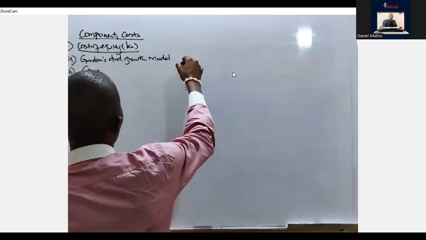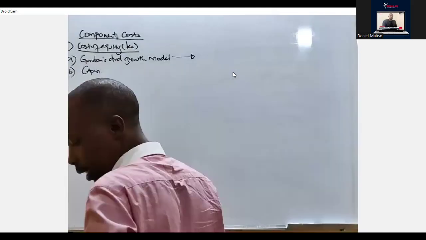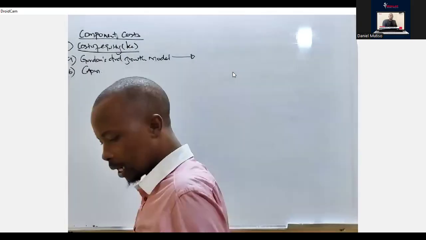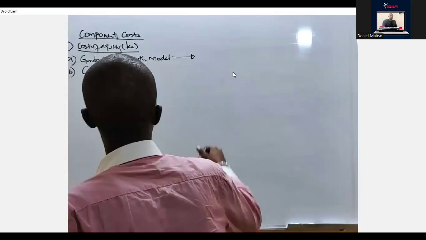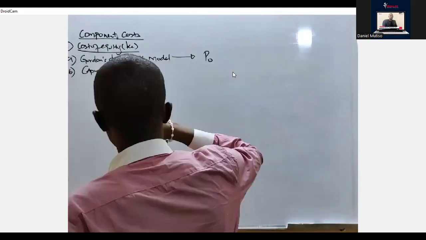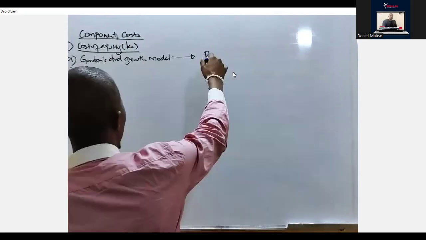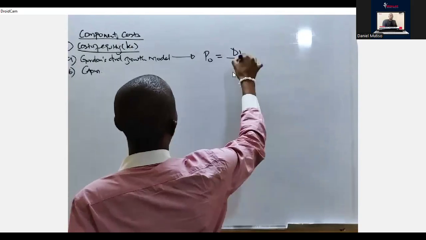Now, when we want to evaluate it using the Gordon dividend growth model, we are going to recall how we normally get the market price. When you are looking at the valuation model, this P0 is normally called the intrinsic value. We normally get it by taking D1 divided by KE minus G.